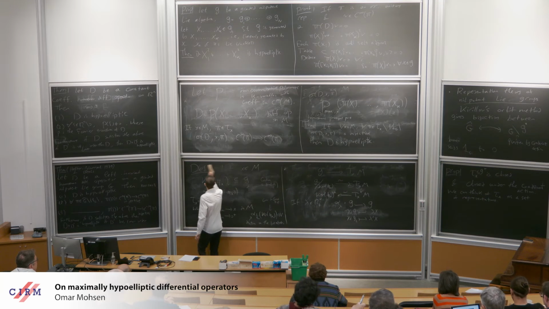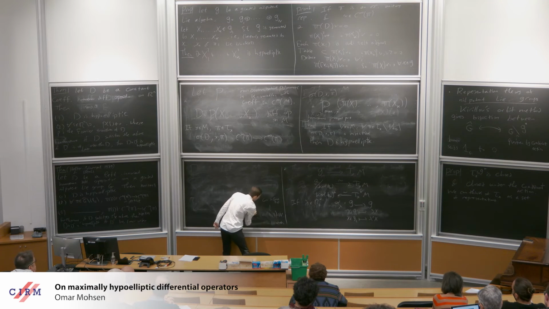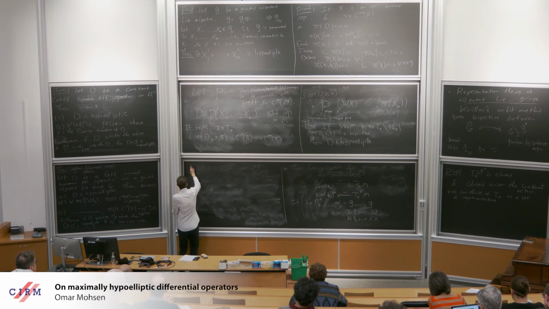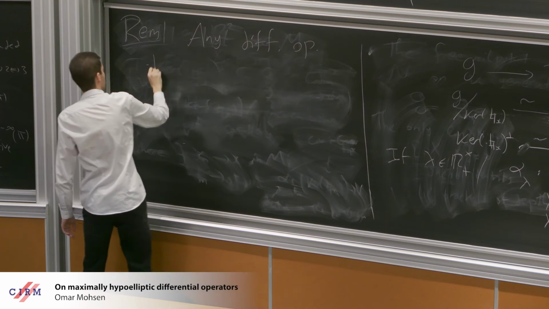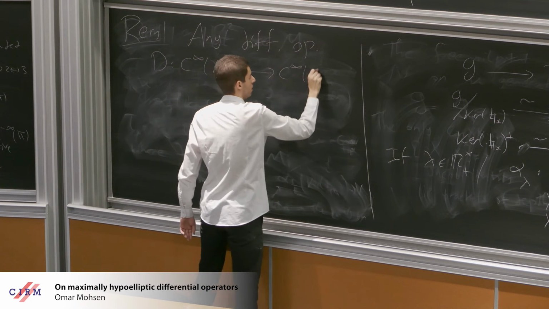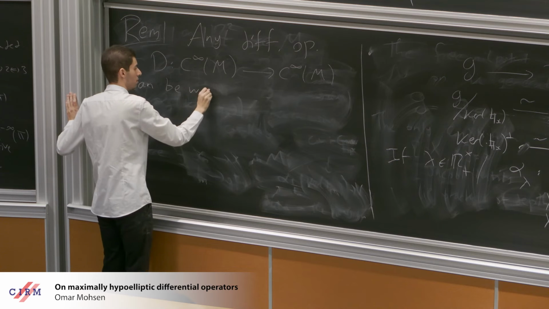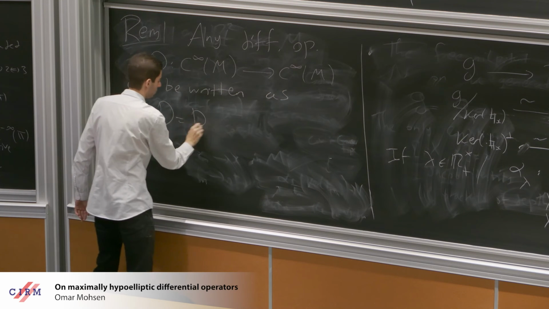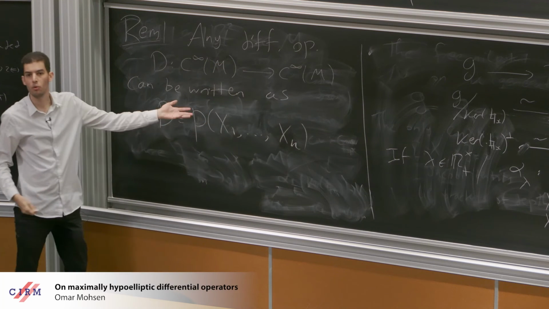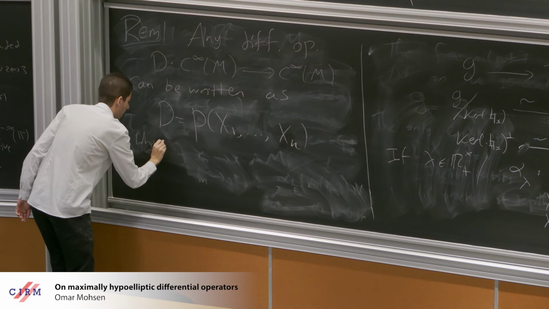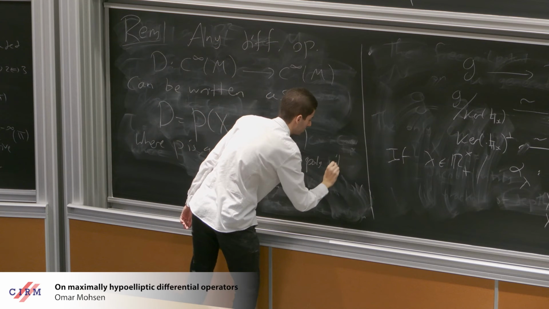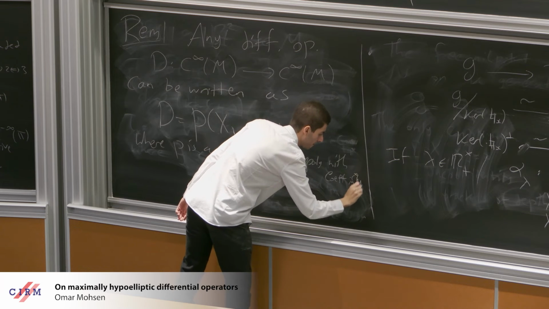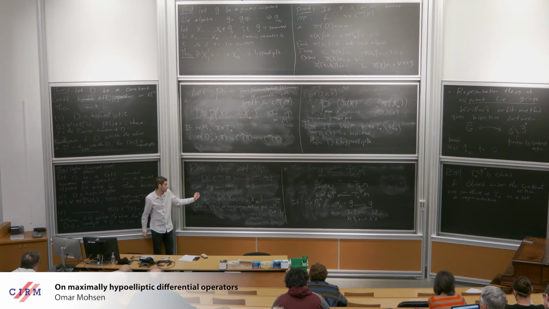So the first thing is that remark: any differential operator can be written as a polynomial in the vector fields, where P is a non-commutative polynomial with coefficients in C infinity of n. The justification for this remark is extremely simple.